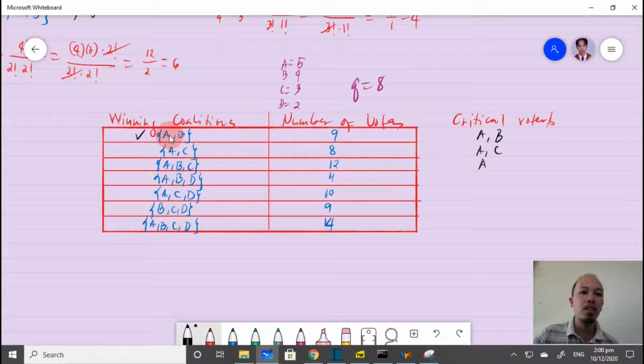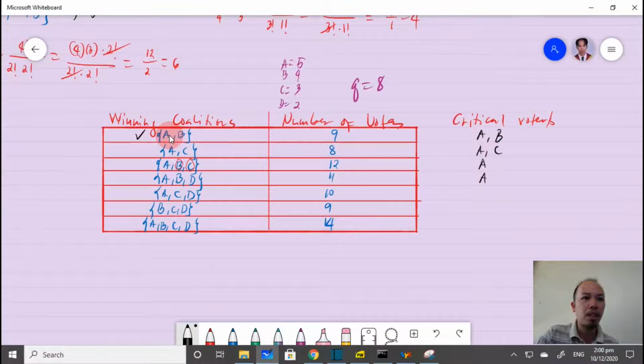B is not a critical. This one here is not a critical voter. That one, C, the weight of C is 3. We have 12 minus 3 is 9, which is greater than or equal to 8. So therefore, C also is not a critical voter. In this coalition, or this one here, A, this one is a critical voter.